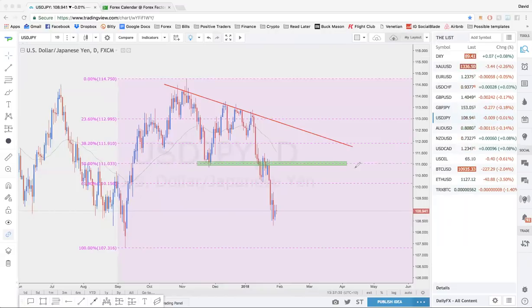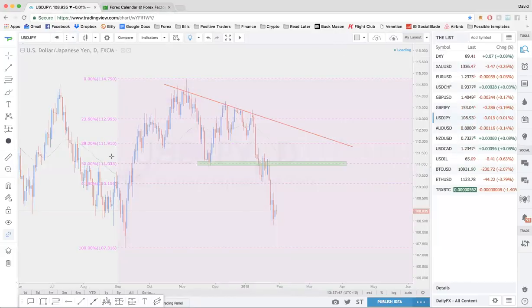So where do I think dollar yen is going to go? Well, if the dollar continues to strengthen, as we've seen the past 24 hours, if that correction continues to ensue and we see EURUSD also move to the downside, then we're going to see dollar yen move to the upside.